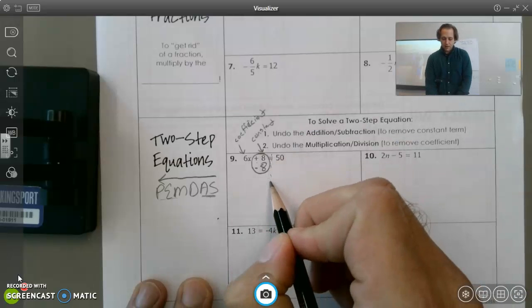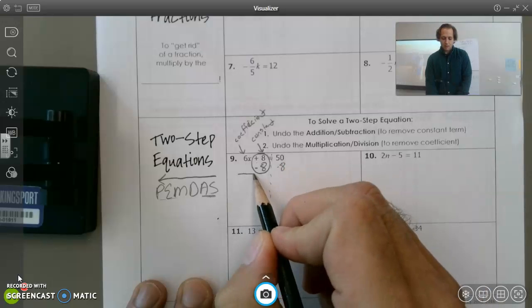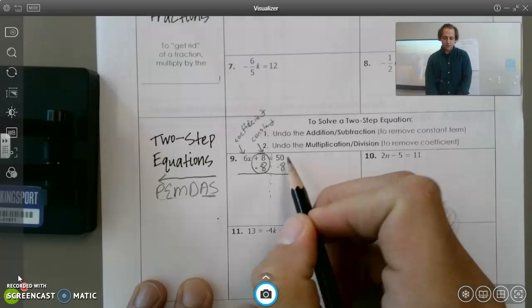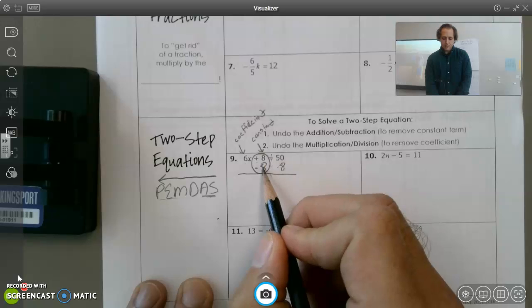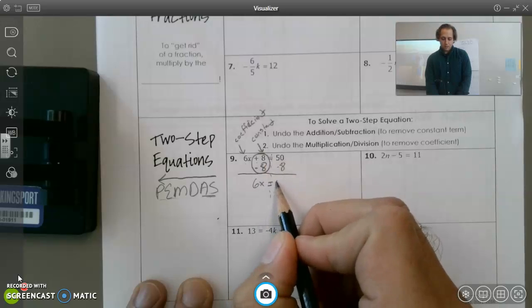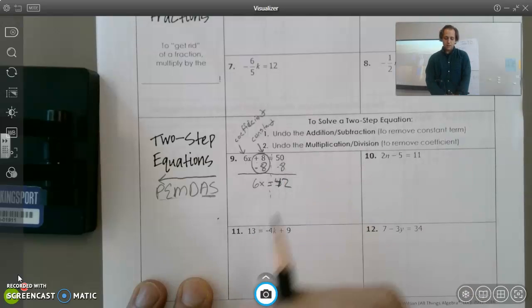And if I do that on the left side, I must do that on the right side. I have to do the same thing to each side of the equation to keep it balanced or equivalent. This is now 0, so now I have 6x plus nothing is equal to 42, because I've subtracted 8 over here.